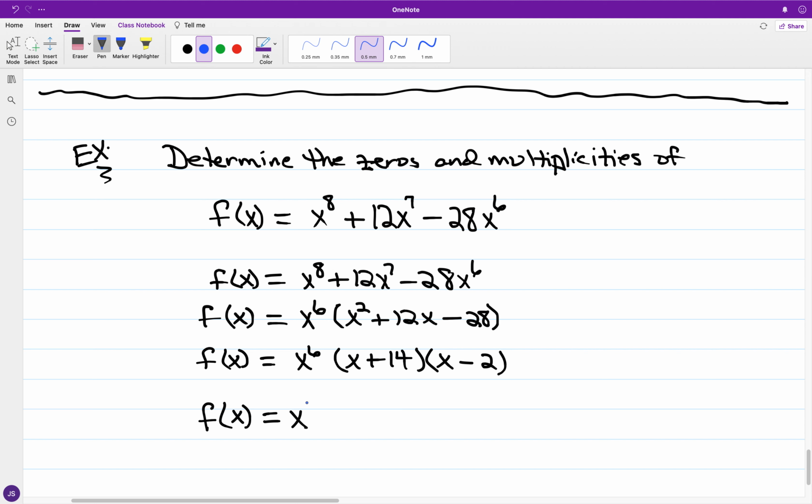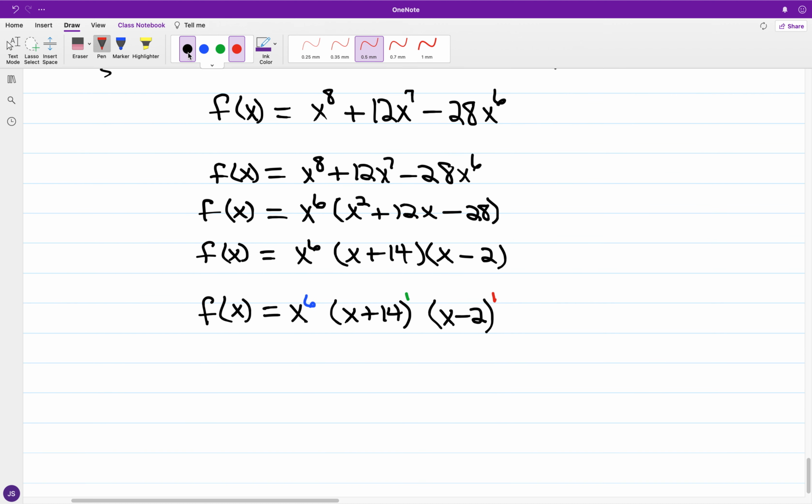I'm just doing a little bit of color coding here. So you have x to the 6th. We have x plus 14 to the 1st, since we don't have an explicit power, and x minus 2, that is also going to be raised to the 1st. So in the case of the zeros, from x we'll have 0, and with the 6th order, 0 is going to have a multiplicity of 6.